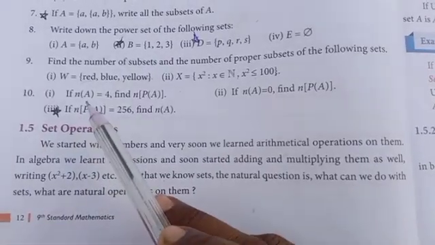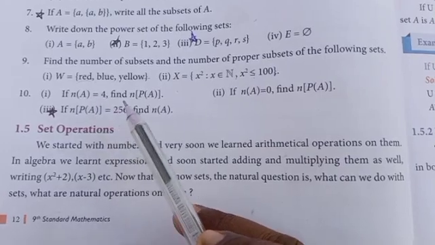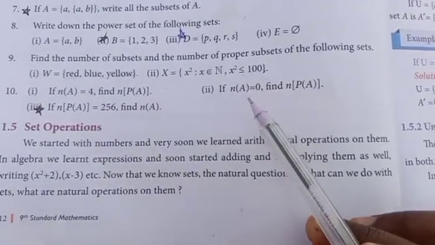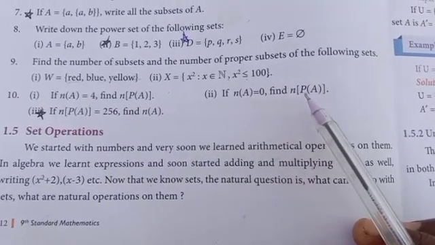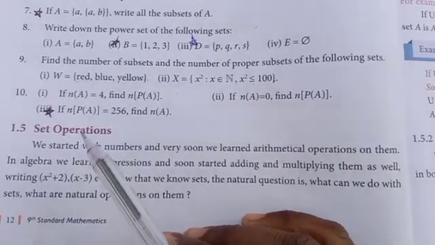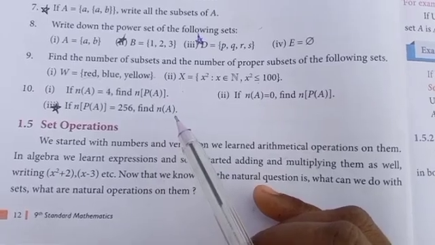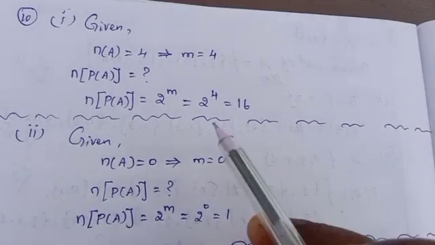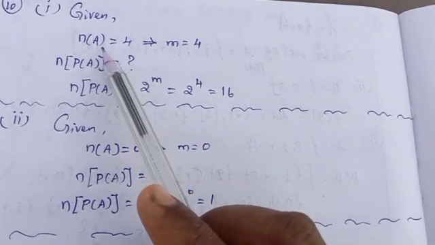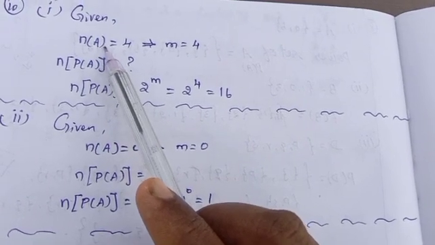Students, now 10th question. If n of A is equal to 4, find n of P of A. If n of A equal to 0, find n of P of A. Third question. If n of P of A is equal to 256, find n of A. For this problem, first you have to write given. Given you have to take from the question.